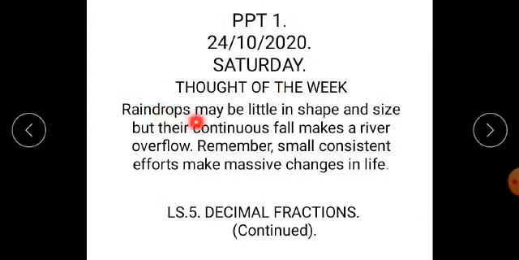Thought of the week. Raindrops may be little in shape and size, but their continuous fall makes a river overflow. Remember, small, consistent efforts make massive changes in life.